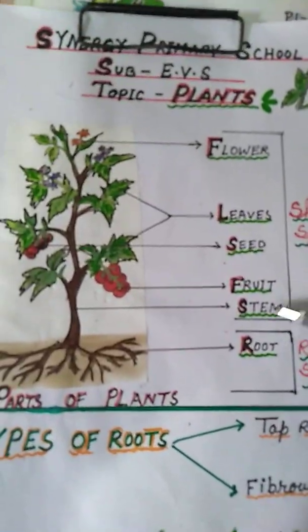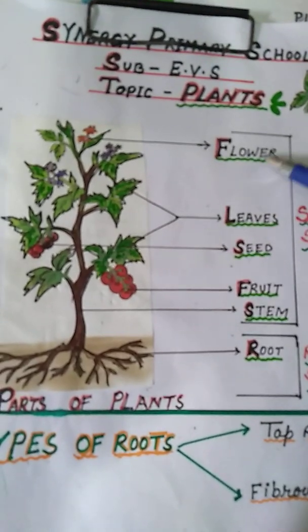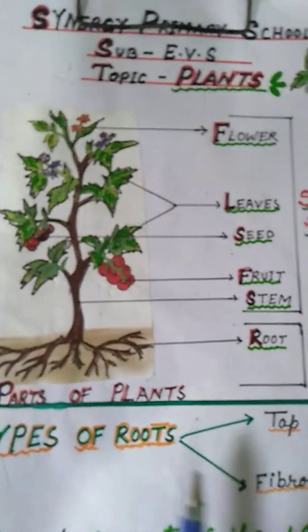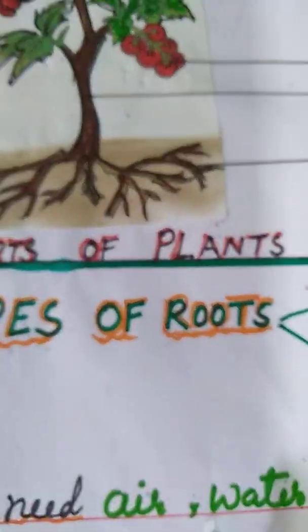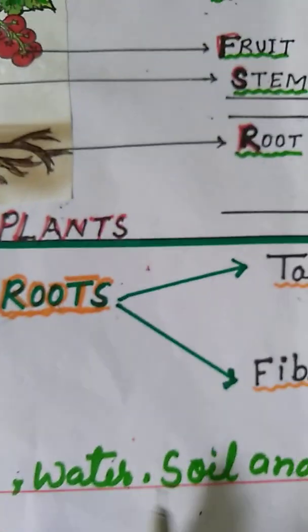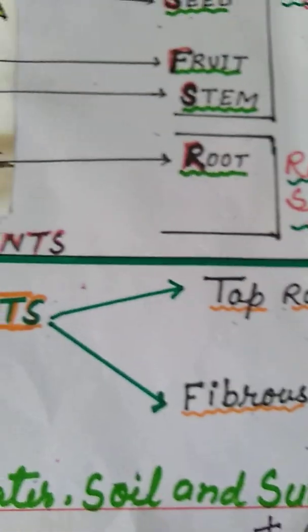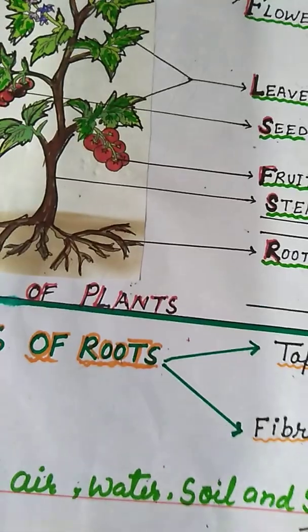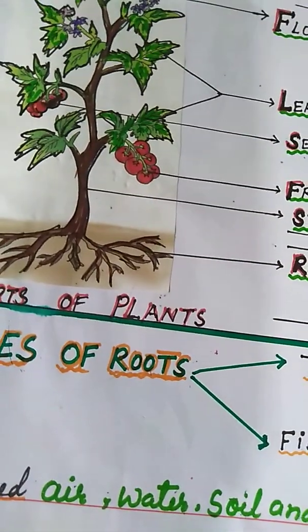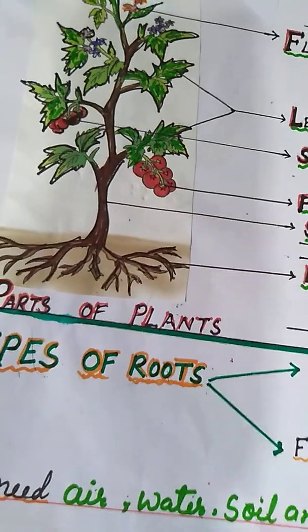Root, stem, fruit, seed, leaves, flower. Types of root: taproot, fibrous root. Plants need air, water, soil and sunlight to grow. I think you all understand well.